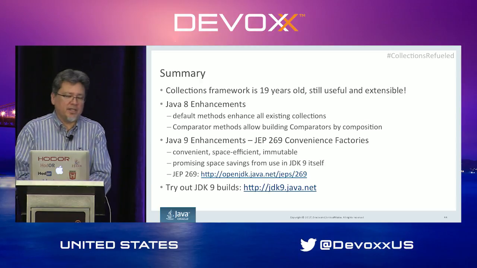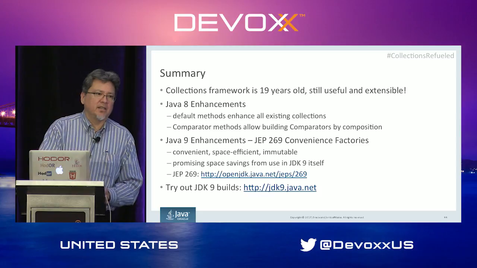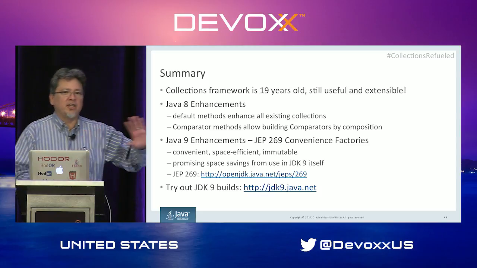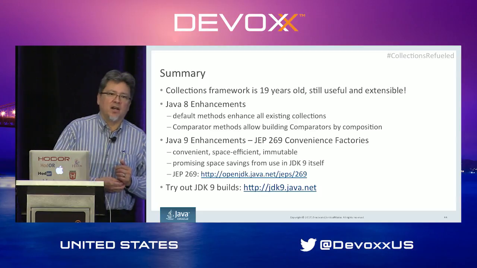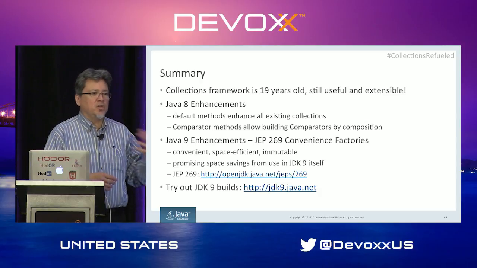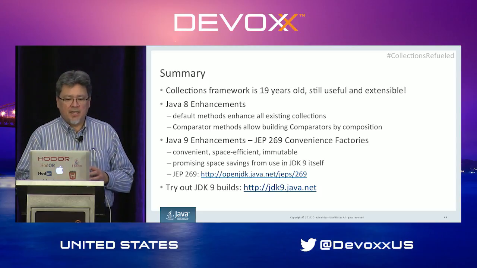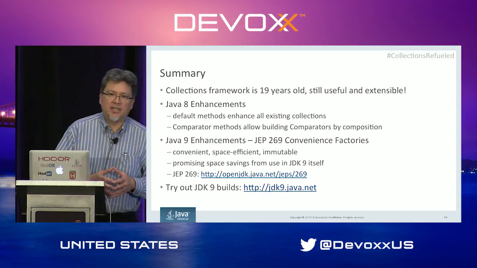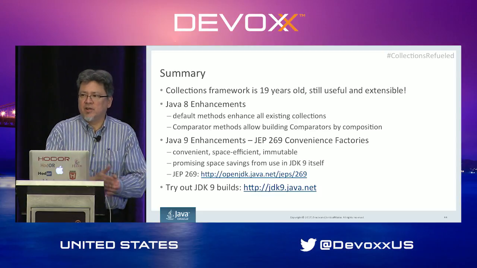So the collections framework is 19 years old, and it's old, but we're still working on it. There are lots of new enhancements in Java 8. We saw all those new default methods that add new functionality to all the existing collections. And then in Java 9, we have our collections convenience factories that provide new, compact, immutable collections, and they're much more convenient to write. And I encourage you to go to the JDK9 download page and download JDK9. They should be in any recent build, and I encourage you to try them out.